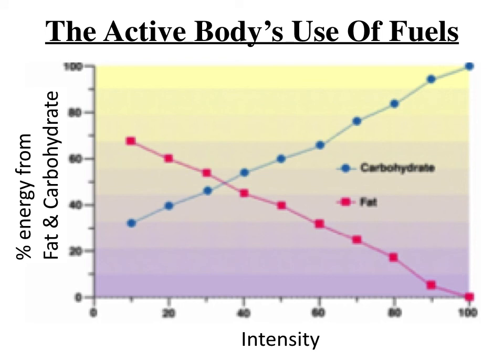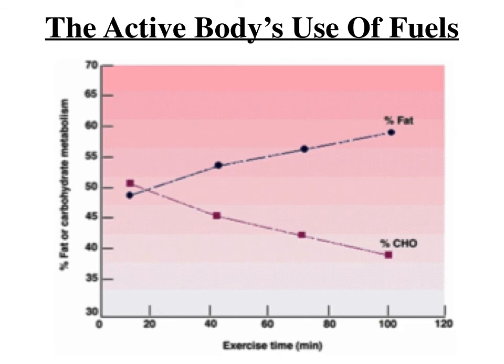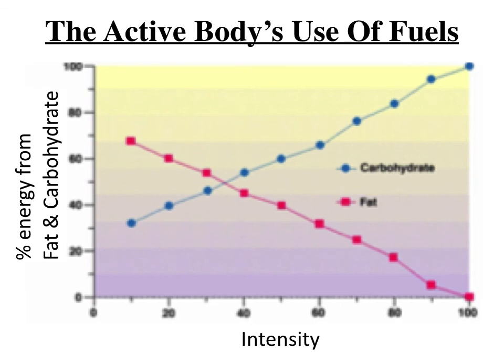For these next two graphs, the percent energy versus intensity and the percent fat and carbohydrate versus exercise, look at the two extremes on the very left and the very right. On the very right, at 100% intensity, we're using 0% fat and 100% carbohydrate. If we look at the red line, that's 100% intensity. How much fat are we using? Zero. And how much carbohydrates are we using? 100%.